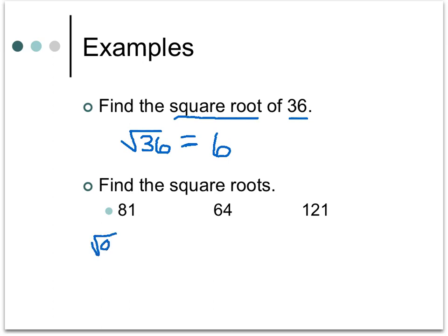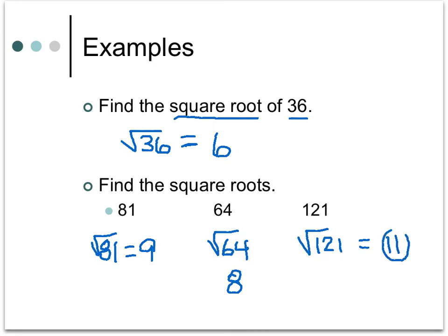The square root of 81, you should have come up with 9. The square root of 64, you should have come up with 8. And finally, the square root of 121 would be 11. So now you know, we've talked about powers and exponents, we've talked about perfect squares, and then their opposites, which are square roots. This concludes the lesson on powers and exponents.